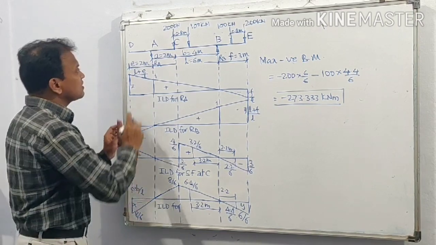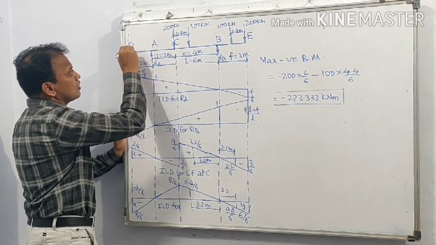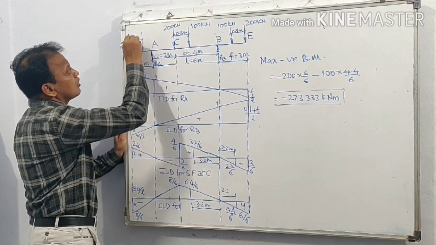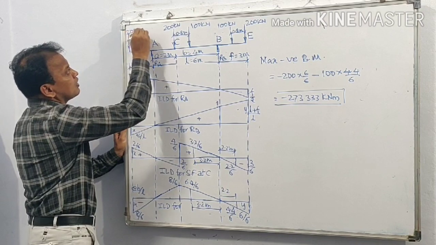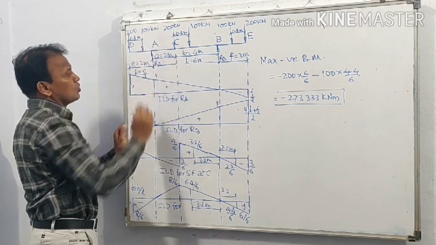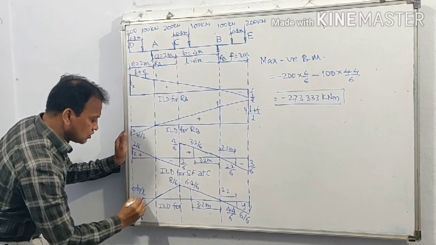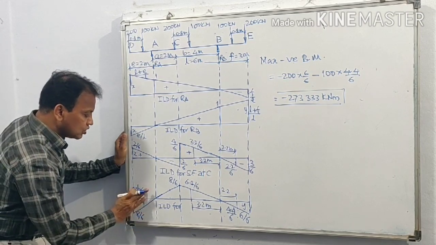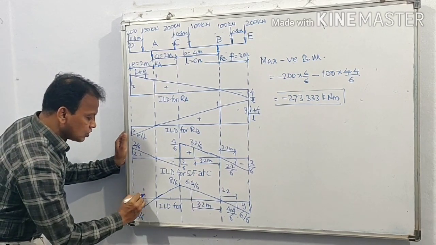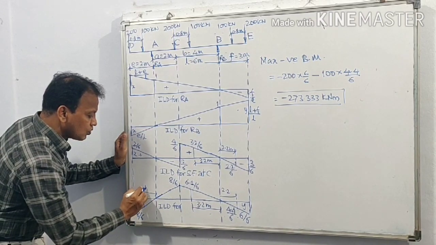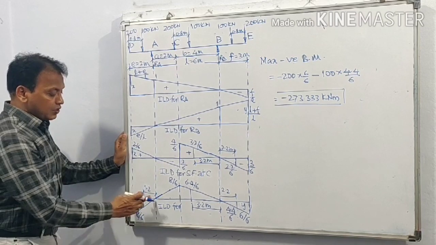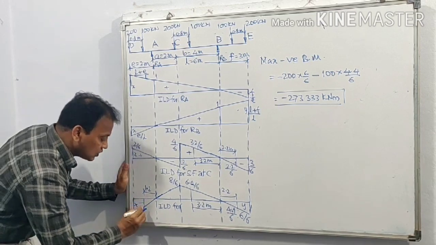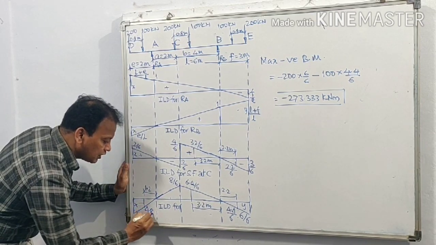Right now we don't know for which critical position we are getting maximum negative bending moment. So let us apply load here at D and at 0.8 meter on the right hand side of D. This is 200 kilonewton and this is 100 kilonewton. This distance is 0.8 meter. This total is 2 meter. So this remaining distance is 2 minus 0.8, that is 1.2 meter. So this ordinate is 8 upon 6 for 2 and therefore this ordinate is 4.8 upon 6.